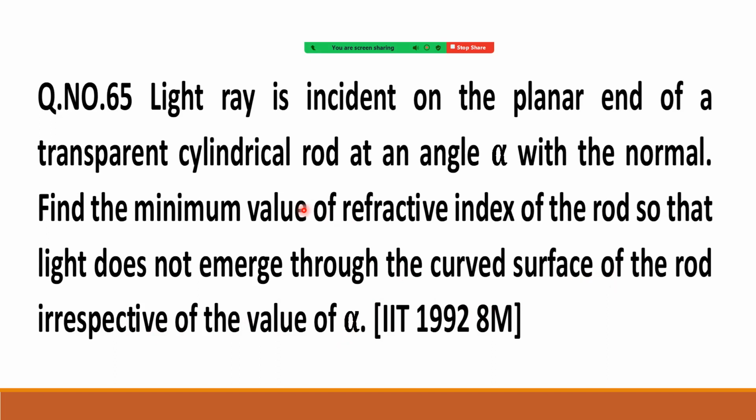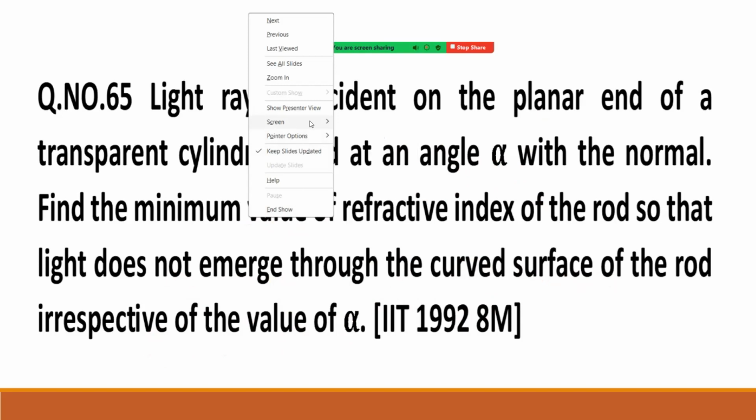So the condition is given: a cylindrical rod with a plane end. Light is incident. The angle is alpha with the normal. So irrespective of the value of alpha, light does not emerge through the curved surface. Okay. Let us see how we start this one.